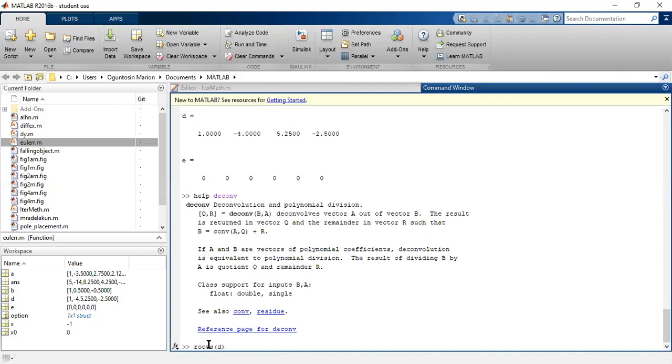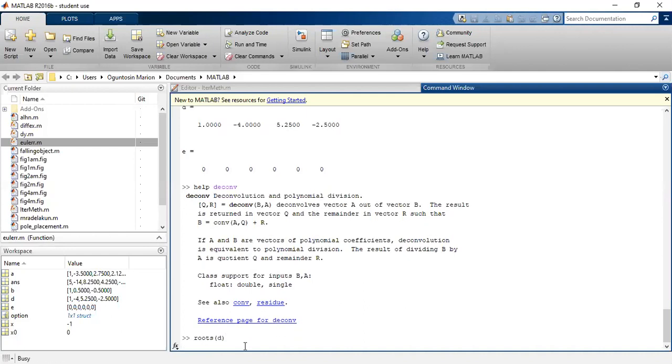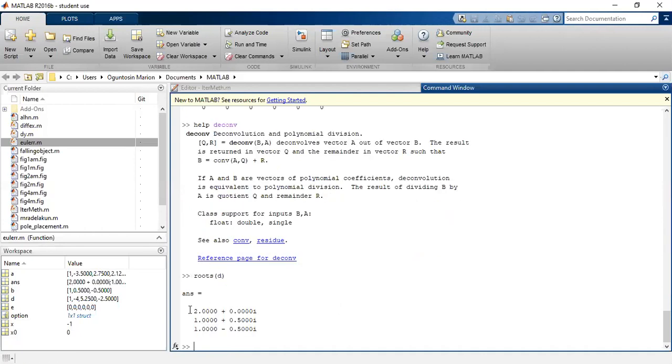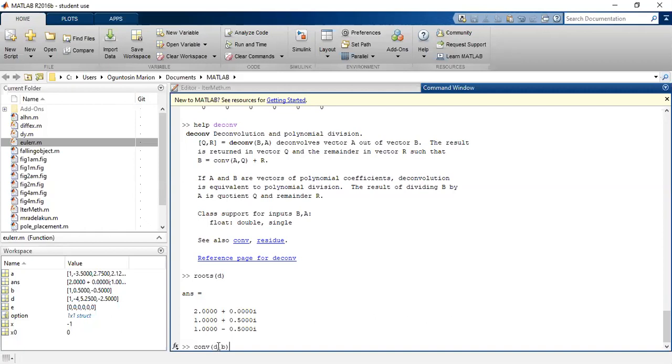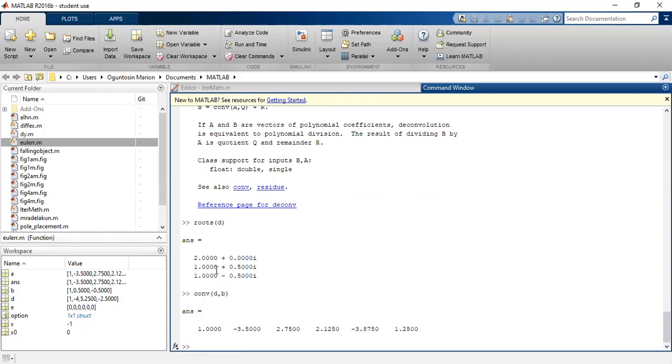Then MATLAB has a function that you can use to directly find the roots of a polynomial. If we want to get the roots of D, which is another polynomial, a third order polynomial, you just call the roots function, and it's going to give us the roots of the polynomial. Then if we want to multiply a polynomial by another polynomial, for instance, multiply this D polynomial by the B polynomial, we can use the conv function. The conv function is going to multiply them, and when we do the multiplication, it gives us the original polynomial.